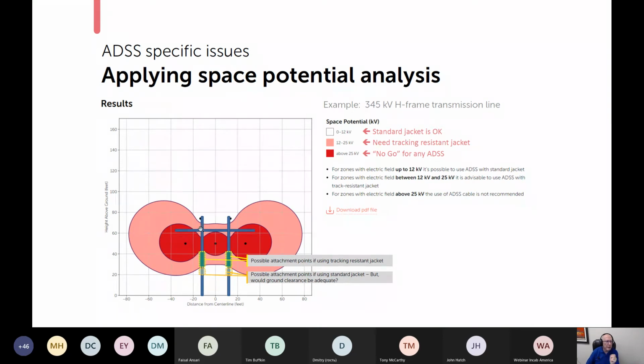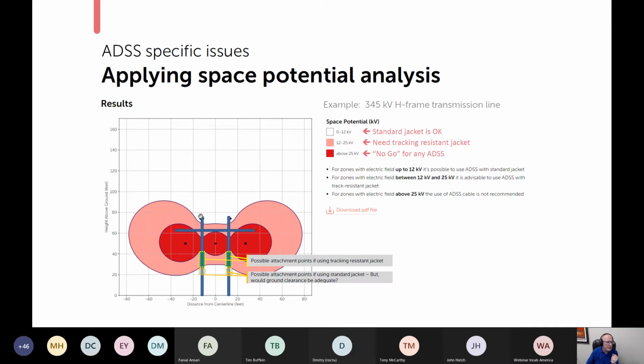Couldn't I use that? And I'd say, yeah, you could. Now, a lot of utilities don't do that. There is a preference for putting ADSS below the phase conductors for operational and maintenance reasons. But yeah, you could potentially, in theory, put something to hold the cable up here.